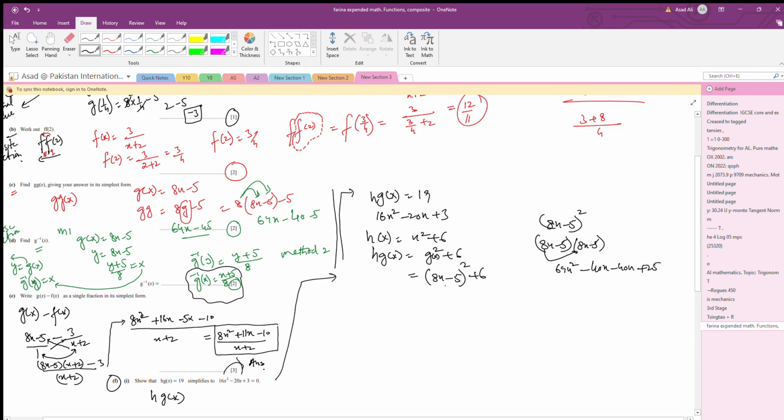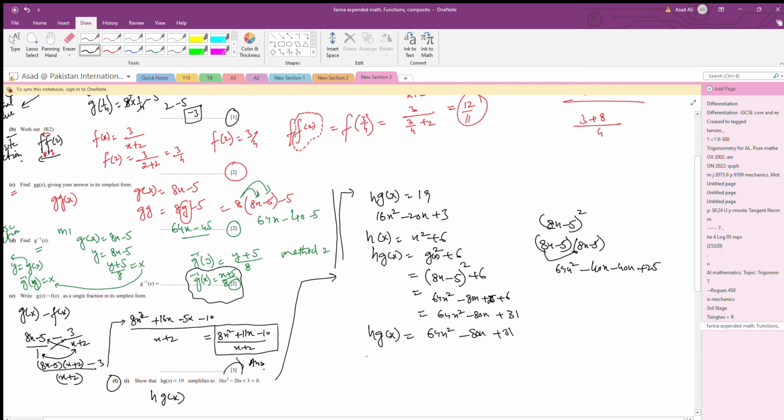Now put the value of this here: 64x squared minus 80x plus 25 and plus 6. So 64x squared minus 80x plus 31. Now this is h of g of x equal to this. We got 64x squared minus 80x plus 31.